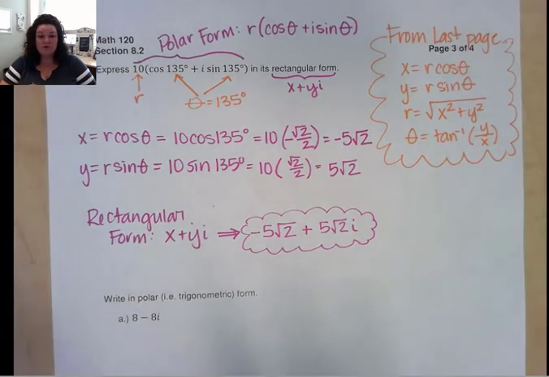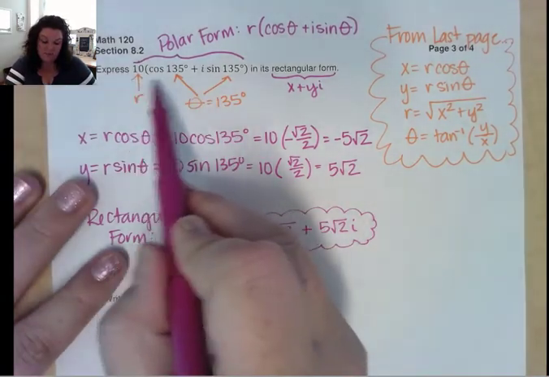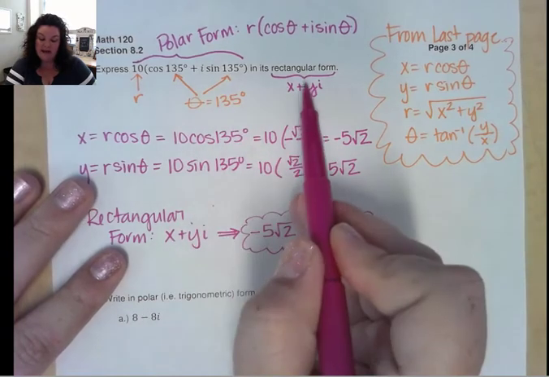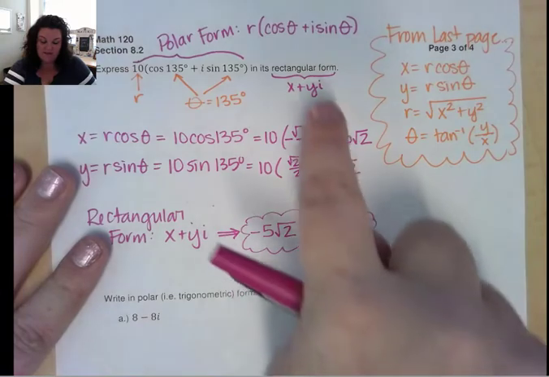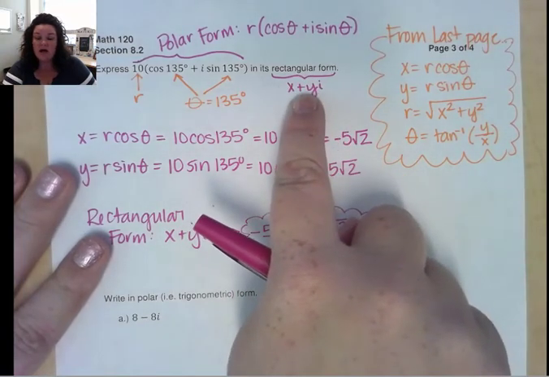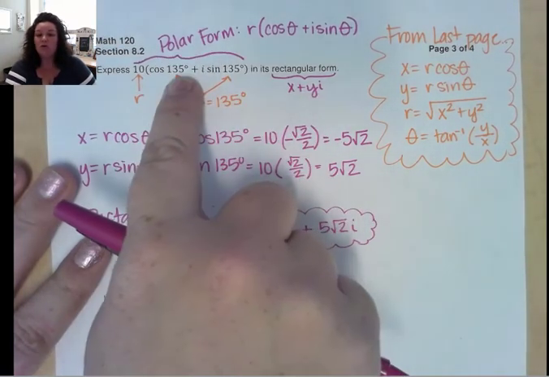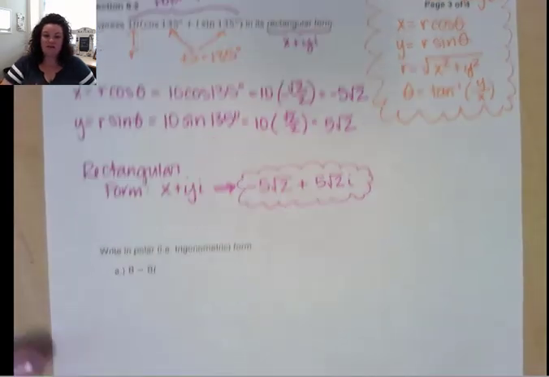Okay, so this example was taking something in polar form and writing it back in rectangular form. I want you to also be able to go the other way. If I give you something in rectangular form, I want you to be able to write the polar form. So let's look at that direction now.